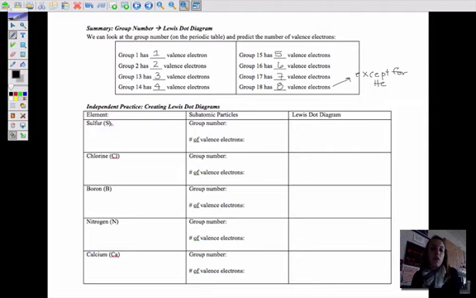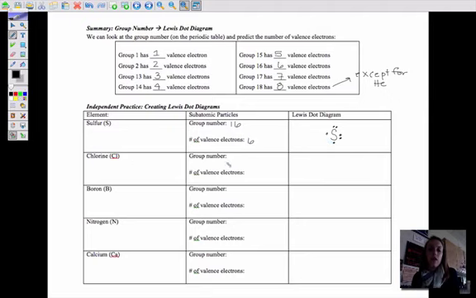If we look at sulfur on the periodic table, we'll notice that he's in group 16, which means automatically he'll have 6 valence electrons. So when I write my Lewis dot diagram, I'm going to write the symbol, which is S, and I'm going to do my 6 valence electrons in the order as prescribed. So 1, 2, 3, 4, 5, 6.